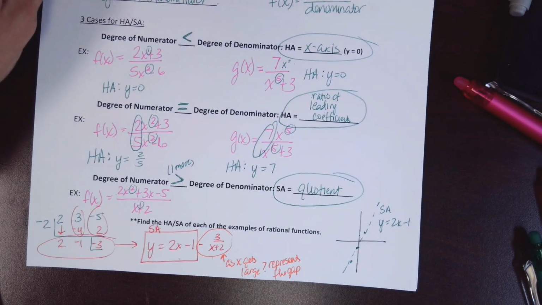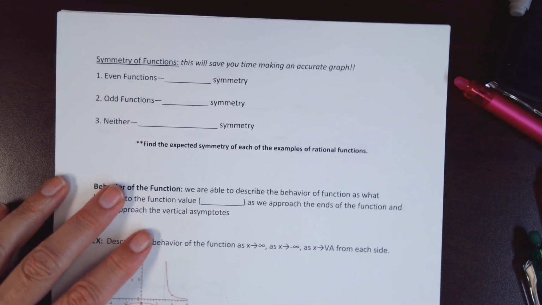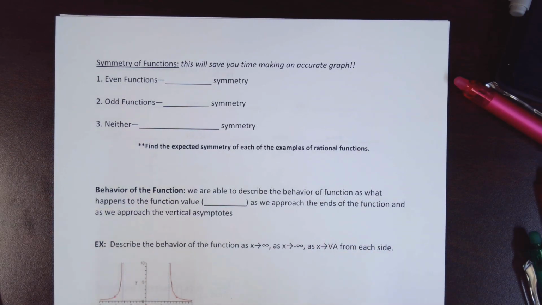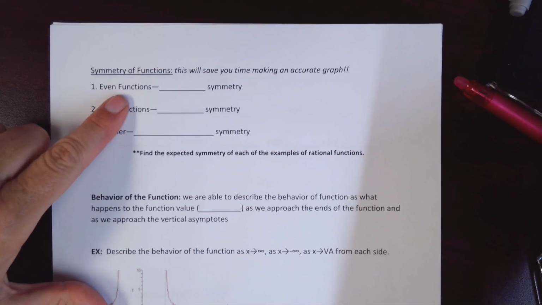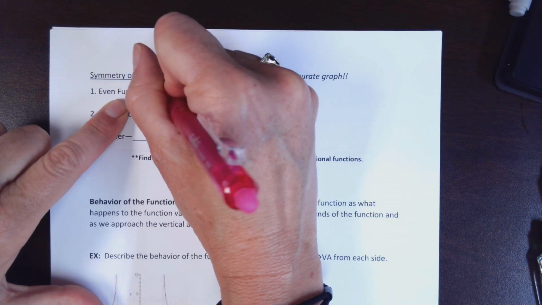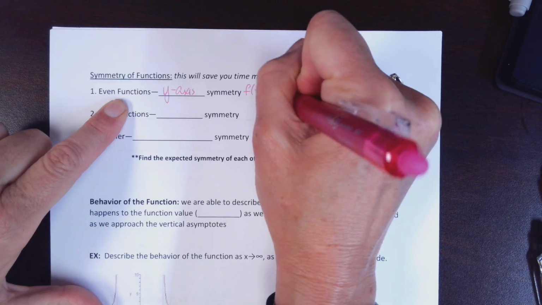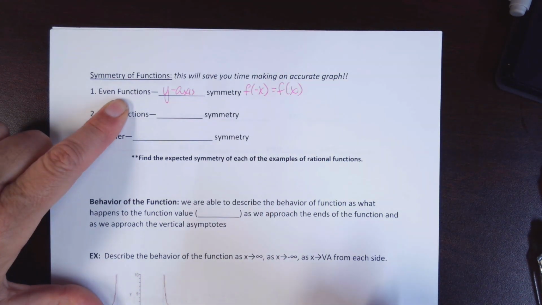All right, the next thing we're going to talk about is a review concept, symmetry. Remember your symmetry test, you plug in a -x to see what you get. If f of -x comes out to be the same, then we have even symmetry about the y-axis. f of -x equals f of x, y-axis symmetry.